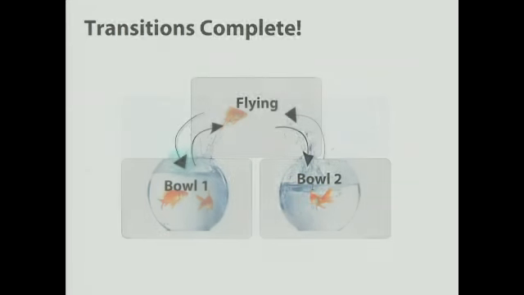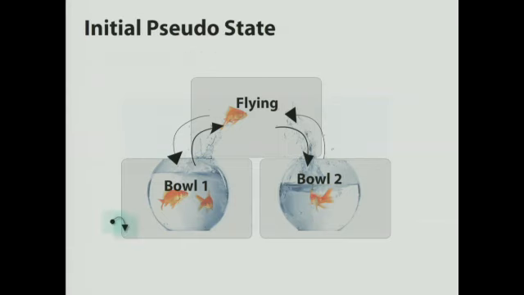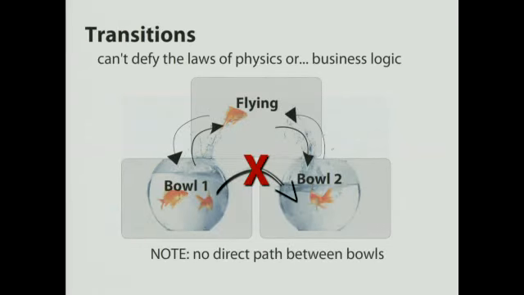Now that we have all the transitions, we have to think about how we get to the scene in the first place. UML terminology has something called the initial pseudostate and initial transition, which we mark off to the bottom left. Transitions are similar to the laws of physics and business logic. You can't cross between bowl number 1 and bowl number 2. You have to go through the air, unless you have a quantum fish which can do these kinds of strange jumps. And similar to your business logic, you have to make sure that your state transitions in appropriate ways.